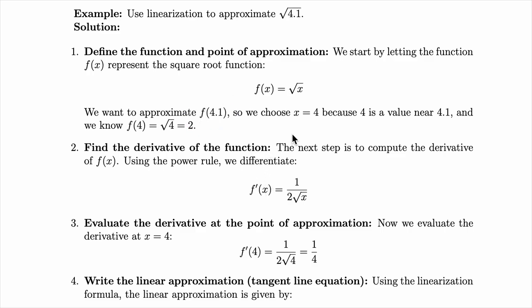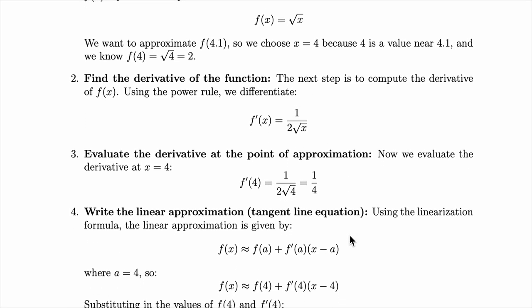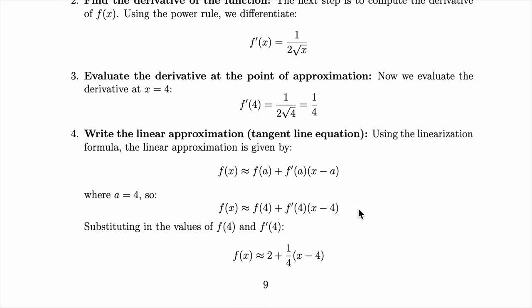root of 4.1. So first things first, we are going to take our f of x function here and differentiate it. So f prime of x equals 1 over 2 root x. Next, we are going to evaluate the derivative at the point of approximation. Since we are looking for the value at 4, we're going to plug that in here. Another way of saying that is that a equals 4.